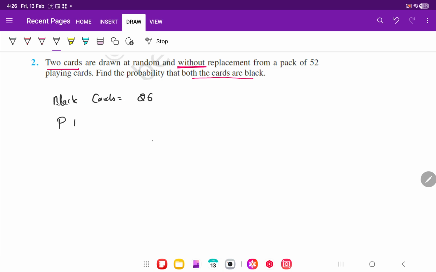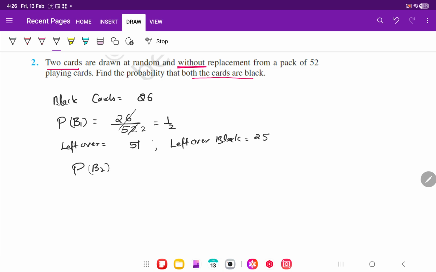So what will be the probability that first is black card? Will be 26 by 52. If you cut it, it will be 1 by 2. Now how many are leftover cards? Leftover cards will be 51 because 1 is taken out. And leftover black will be how many? Leftover black cards will be 25 because 1 is taken out.